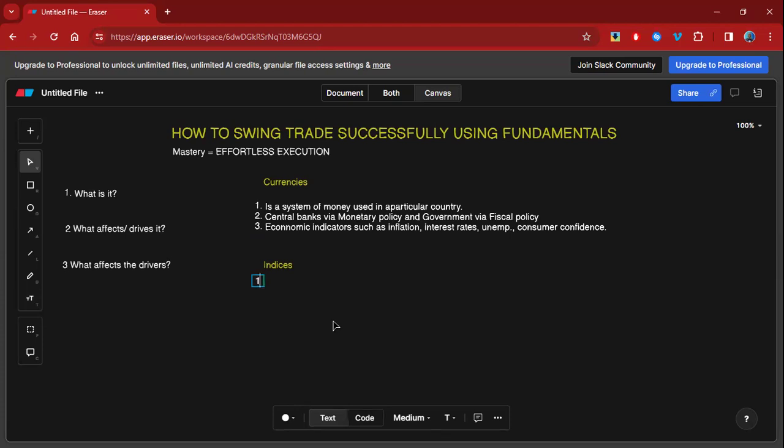So the first question to answer is, what is it? What are indices? How I simply break down indices, it's a collection of businesses. That is my simplest explanation of indices. If it is a collection of businesses, what affects businesses?